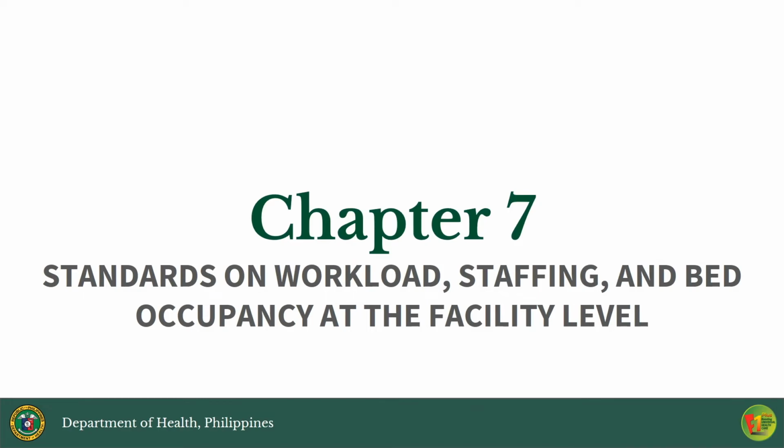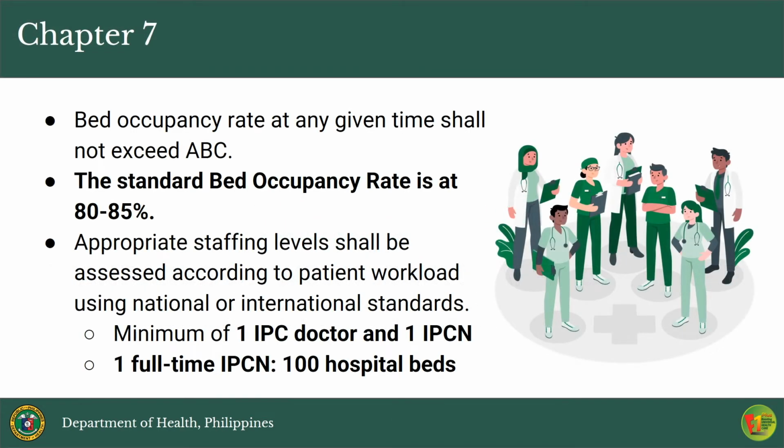Bed occupancy rate at any given time shall not exceed the designated authorized bed capacity. The standard bed occupancy rate is 80 to 85%. Authorized bed capacity for each level of facility shall be followed according to the current DOH issuance. Next, there shall be a 1:1 ratio of patient to bed. Surge capacity management plan shall include the contingency of dedicated beds, appropriately placed, and protocols of activation.